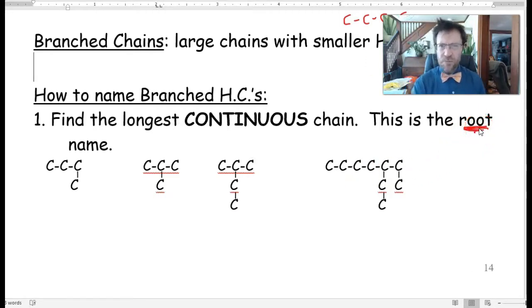And also, just so you know, we're going to build these backwards. We're going to start here and then move over this way. So we build it backwards and then read it forwards.